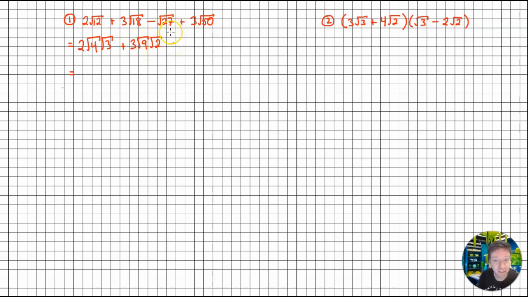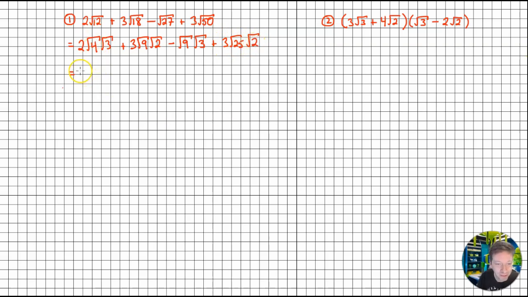What about 27? Well, again, 27 is 9 times 3, and 9 is a perfect square. So root of 9 times the root of 3. Finally, we have 50. Well, 50 can be 25 times 2, and 25 is just 5 squared, so it's a perfect square. So 3 times the root of 25 times the root of 2.